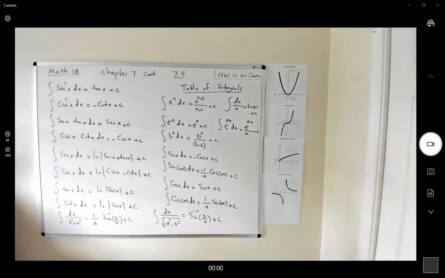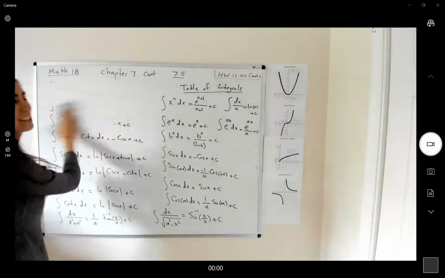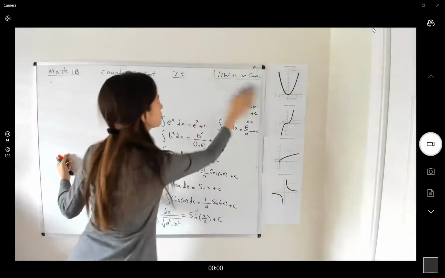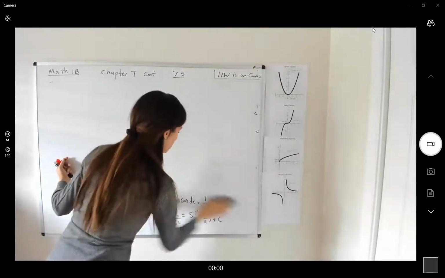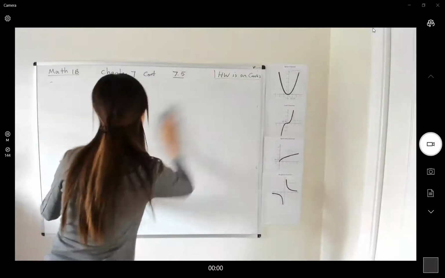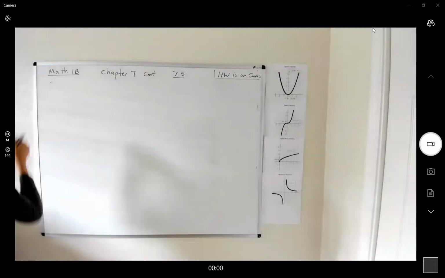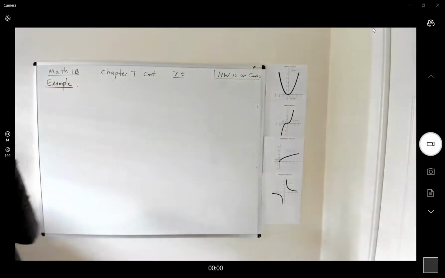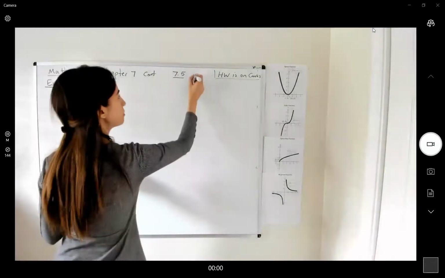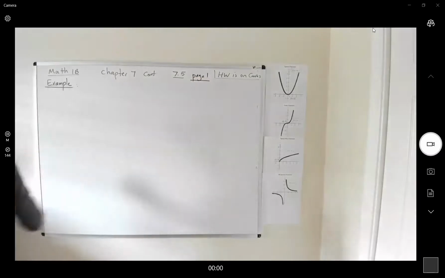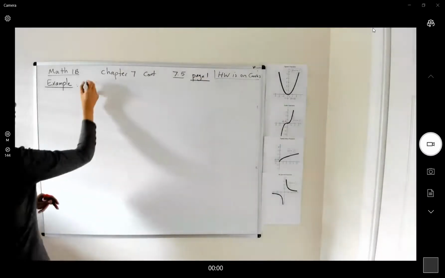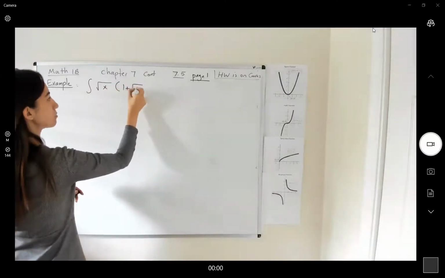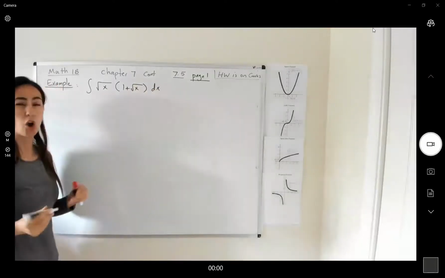Let's go over some examples to feel comfortable about taking the integral. So we're still on page 1. For example, the first example says, find the integral of square root of x times 1 plus square root of x dx.